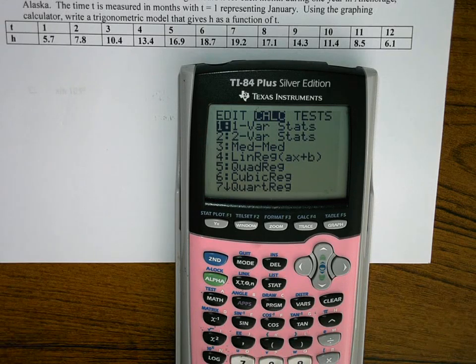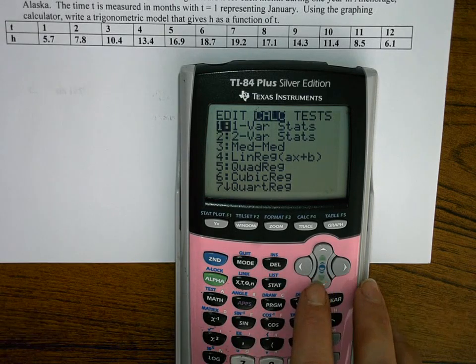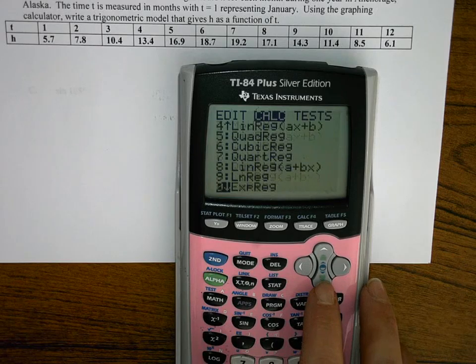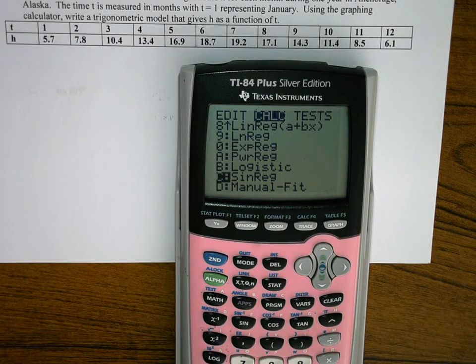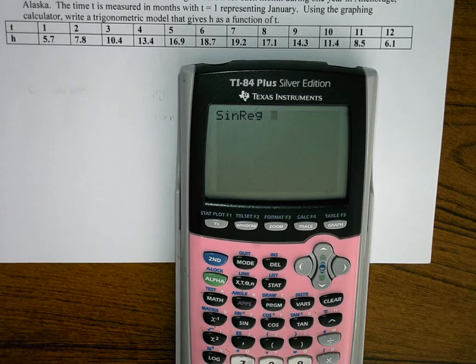All right, here's the deal. My grapher doesn't make a choice. My calculator does everything in sine. We don't get to pick between sine or cosine. And it's not smart enough to figure out which one's the best. My calculator does everything with sine. So I'm going to go to C, which is sine regression. And I'm going to hit enter. And I'm going to hit enter a final time.